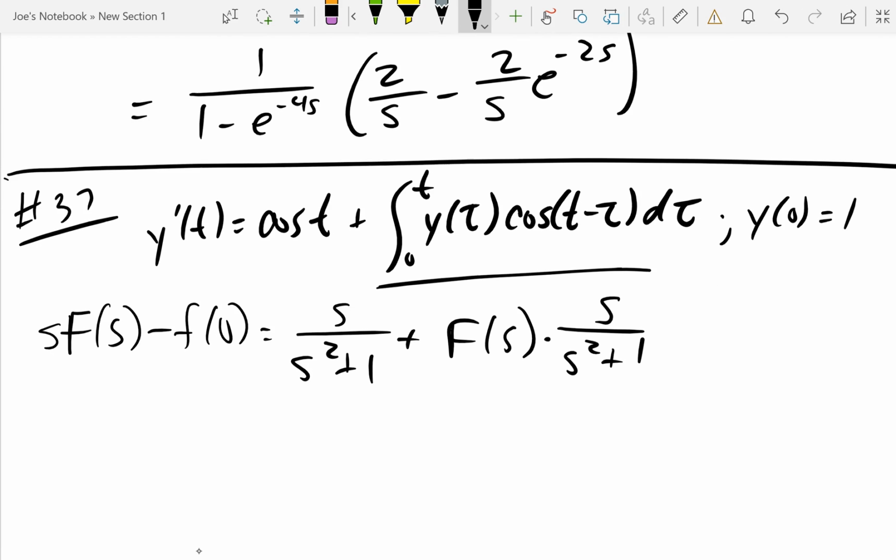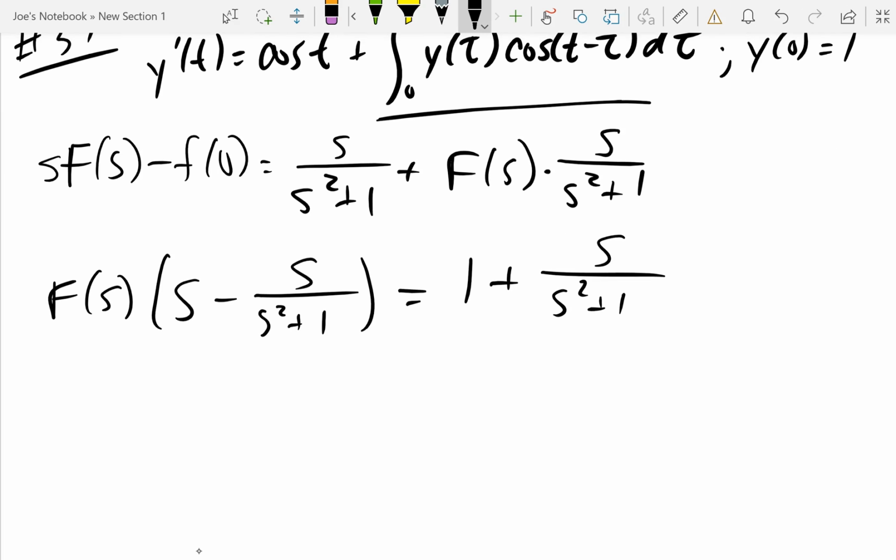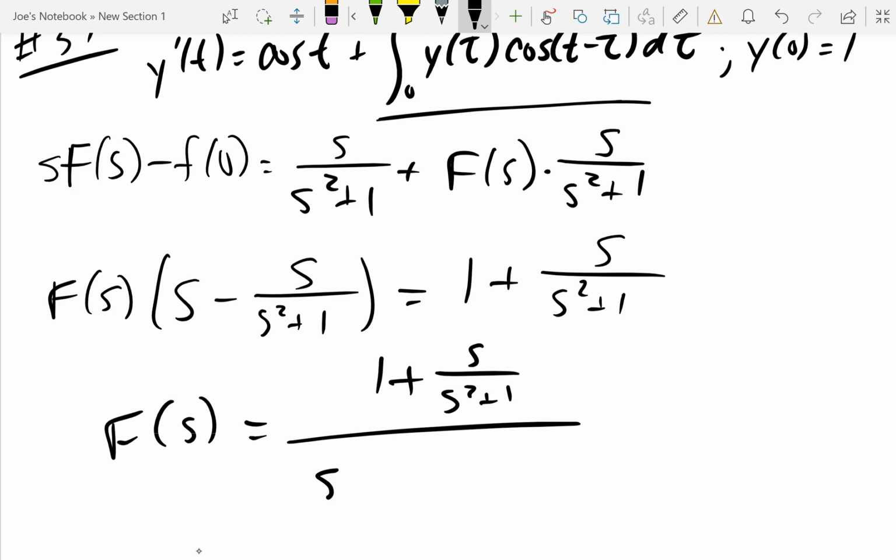All right, so now we're ready to do what we've done in the other problems. We collect our F of s's and do inverse Laplace transforms. This is 1, and I'm going to move it to the right-hand side, and I'm going to need to move this to the left-hand side and factor off the F of s. So when I do that, I get s minus s over s squared plus 1. This will equal 1 plus s over s squared plus 1. We'll divide to get F of s by itself.